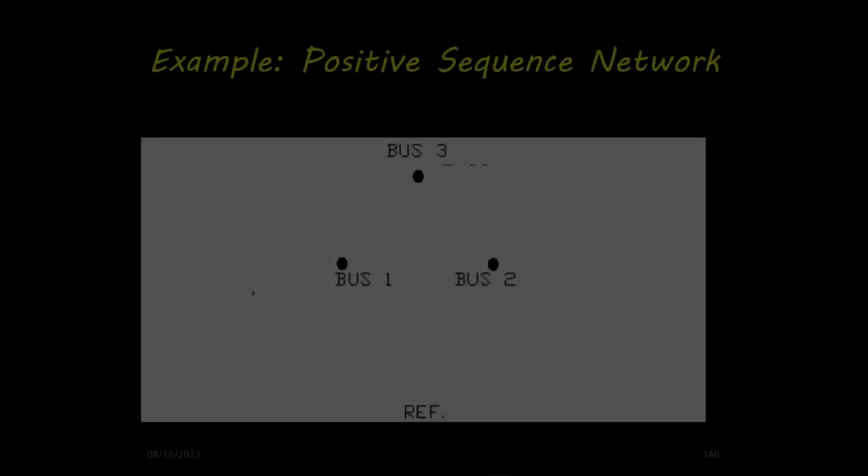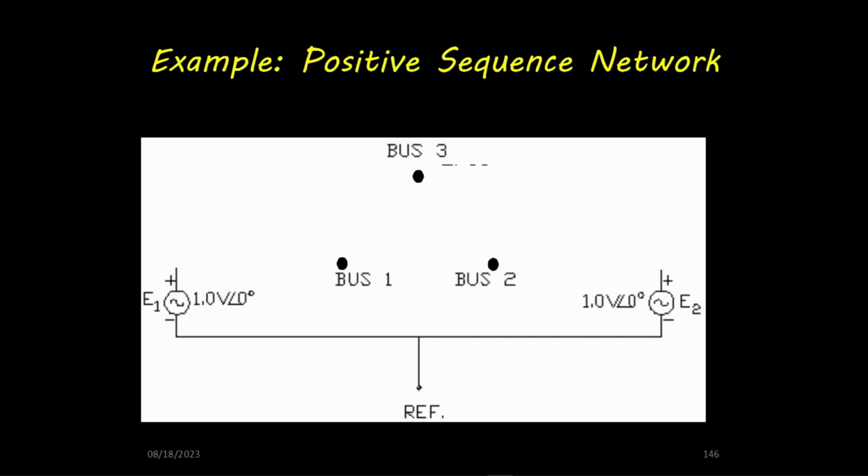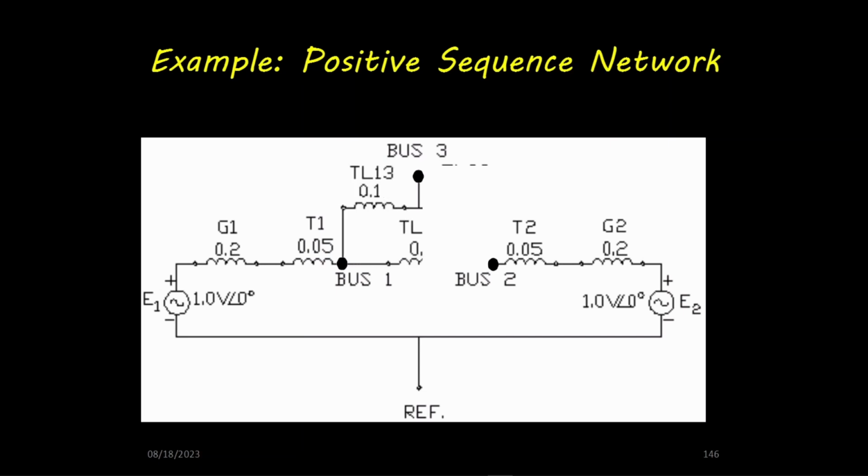The positive sequence network. Draw your reference bus first. Connect the negative terminal of your sources to the reference bus. Connect the line and equipment series impedances in accordance with the network topology.